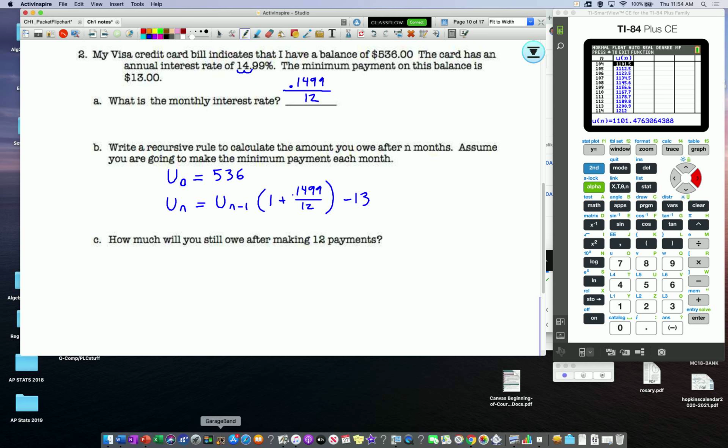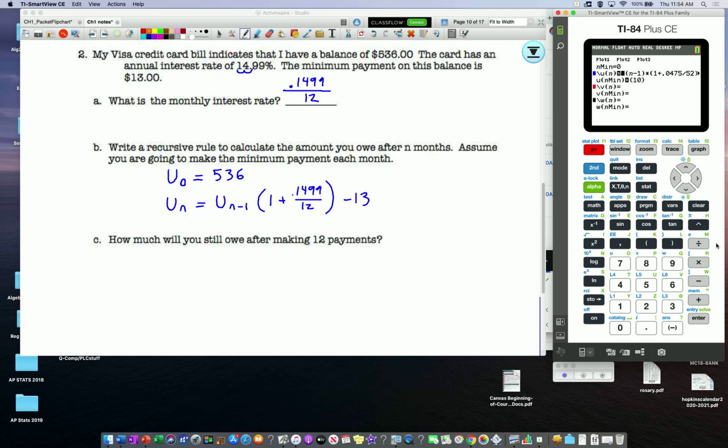So we got to type it into our calculator. So go back to my y equals, okay? So this bottom number here is not $10, it's $536 because that's what the balance was. So now go up to that middle line, U sub n minus 1, see how I'm not changing it? So now it's going to be 1 plus 0.1499 divided by 12. So interest divided by 12, close the parenthesis. Okay? Then I subtract. So in this case, I'm not adding, I'm actually subtracting 13. Just want to use the cursor just to make sure there isn't anything past it.